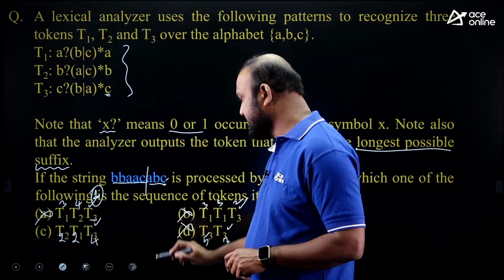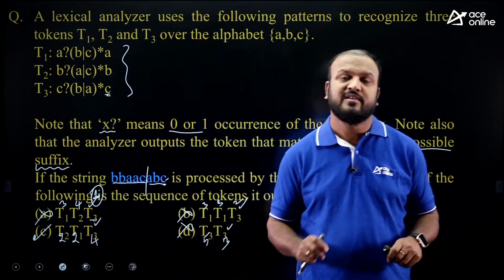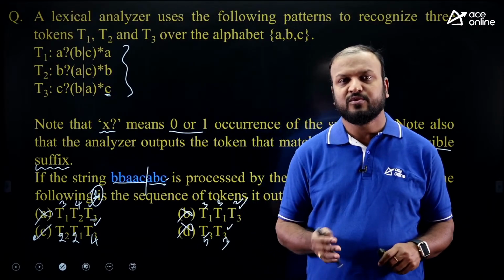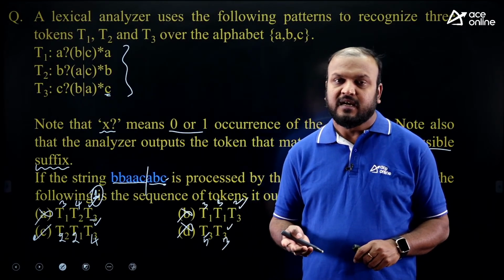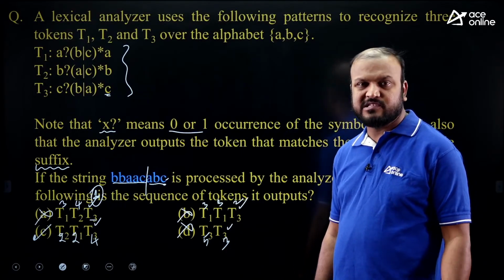So option D is wrong and the longest possible suffix is C. And in the previous GATE, the question asked was the longest possible prefix. Now the question could be about suffix also. This could be a possible type of question, or which of the following is the correct token stream. That also will be a question.